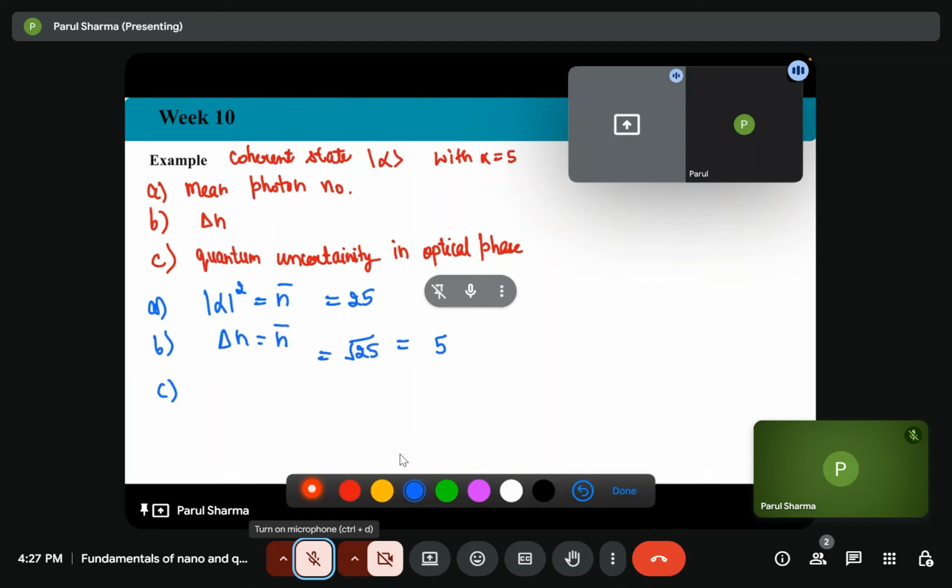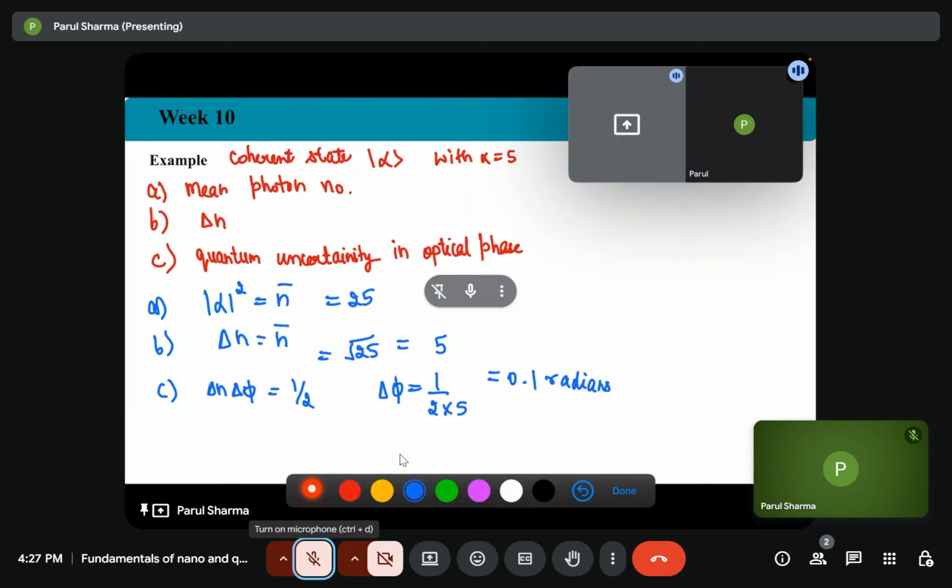And then the uncertainty: delta n delta phi is equal to 1 by 2. So delta phi is equal to 1 by 2 into 5, that is 0.1 radians.